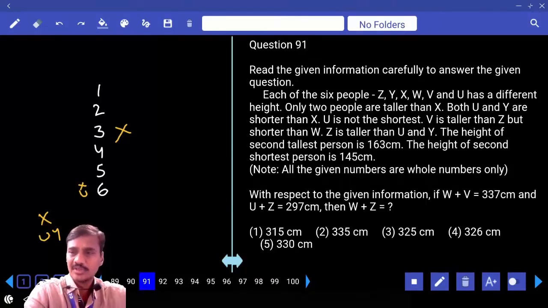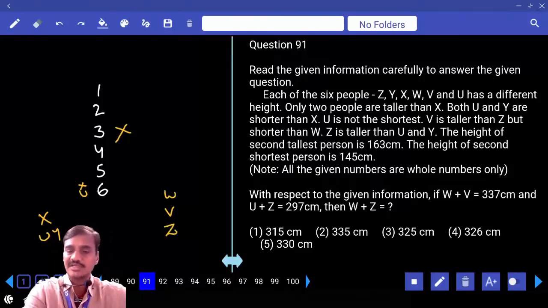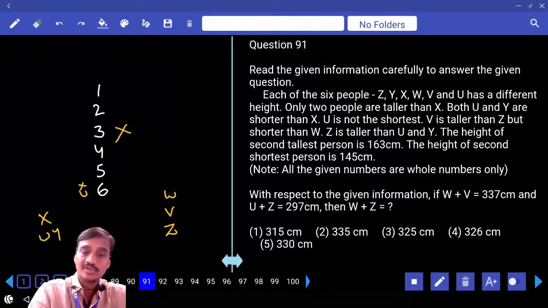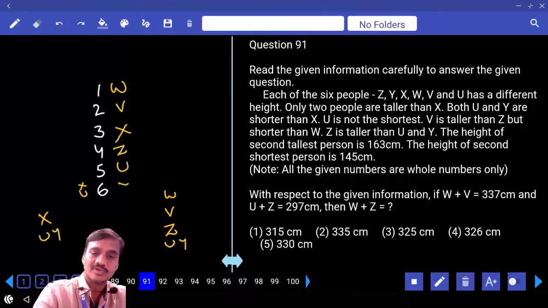And next one, V is taller than Z, but shorter than W. Z is taller than both U and Y. As Z is taller than both U and Y, hence what is the order? W, V, next one Z, and U cannot be at the last place, so U, and here it is Y.